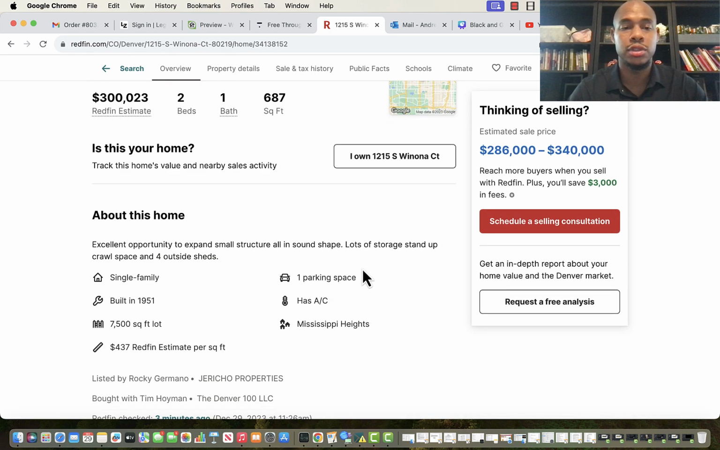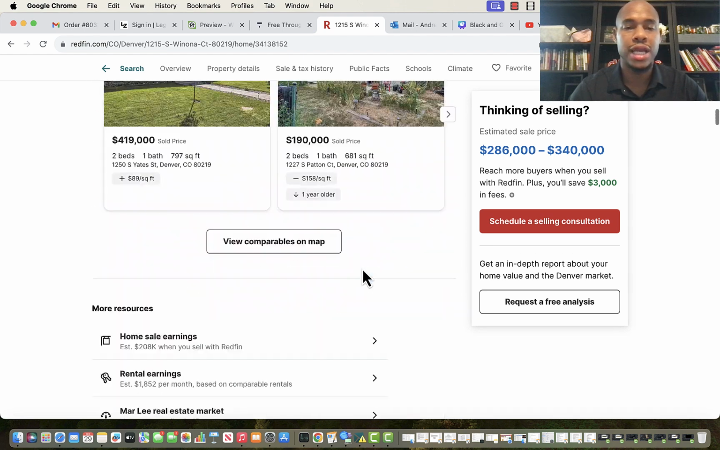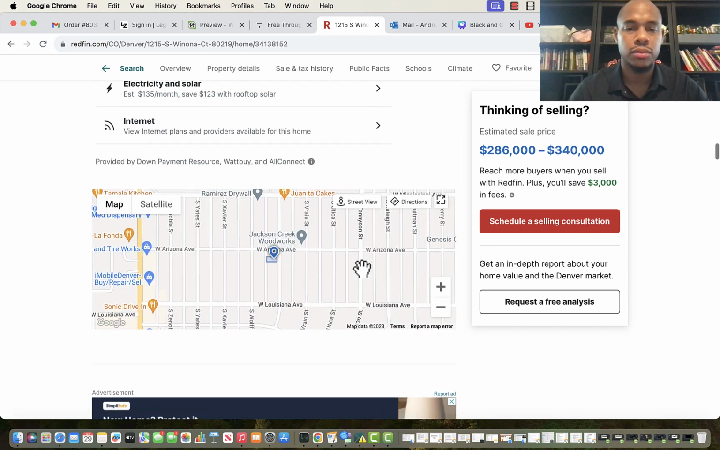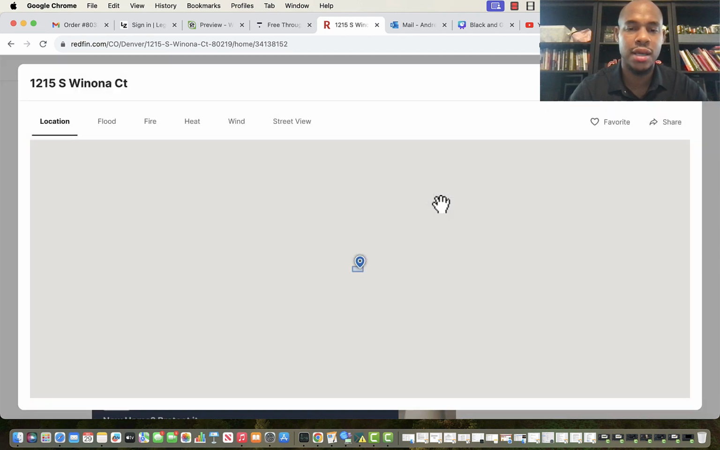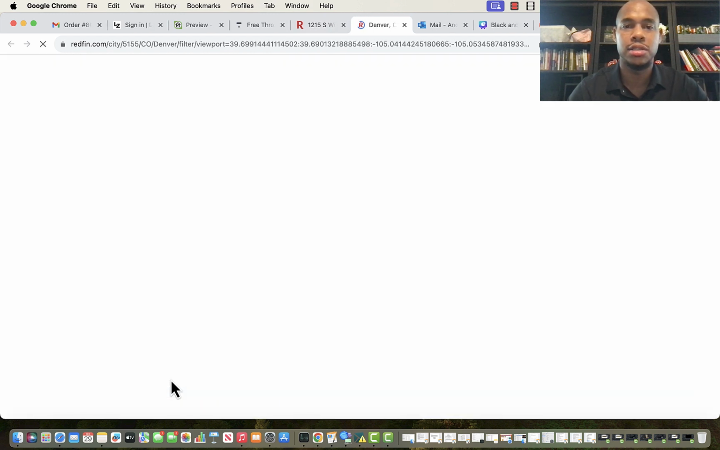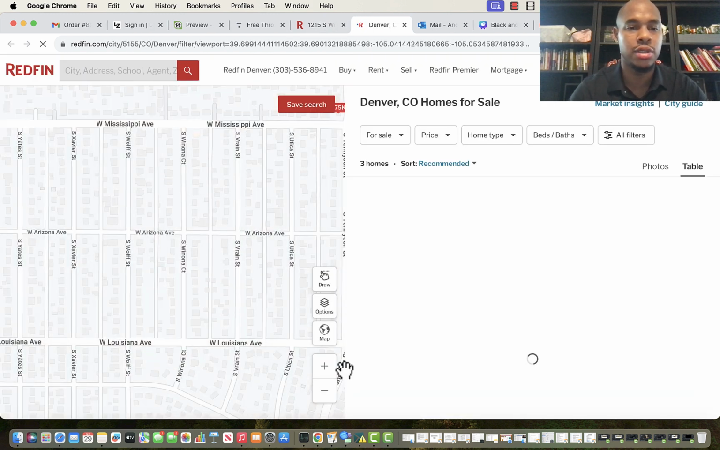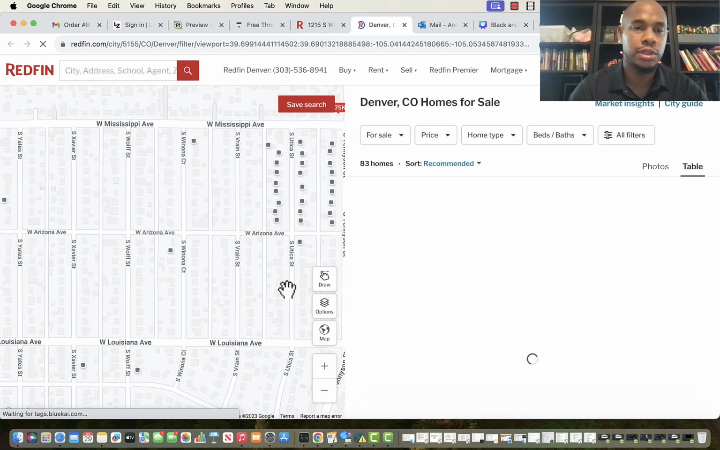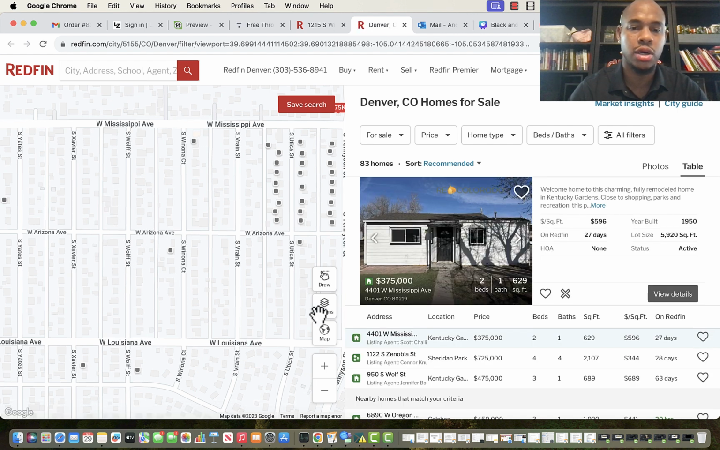Let's go down just like before. We're going to scroll down to the map. We're going to expand this map. Ooh, what's the first thing you see? There's the subject property, right? You see a bunch of lines. What does that indicate? That indicates this is not a subdivision. This is one of those just street by street by street carved out. So we're comping an area versus an actual subdivision.